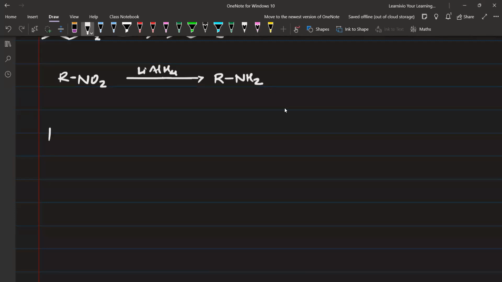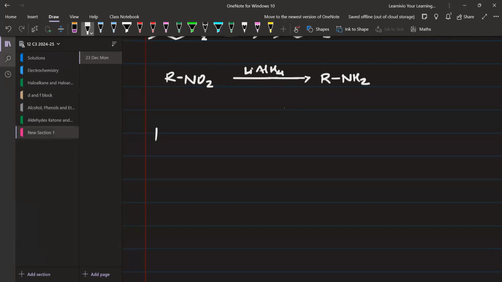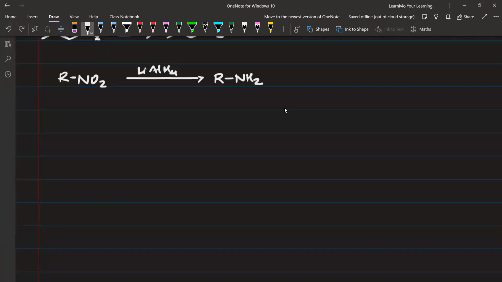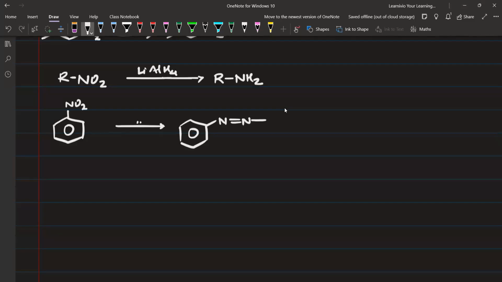But if I do the same reaction with aniline, sorry, not aniline, with nitrobenzene, then we get a completely different product in which we have a benzene ring, which is having a bond with a nitrogen atom, which is doubly bonded with nitrogen, then a single bond, and then we have again a benzene ring. So obviously we get an azo compound, but we do not get amine, right? That is the main point.